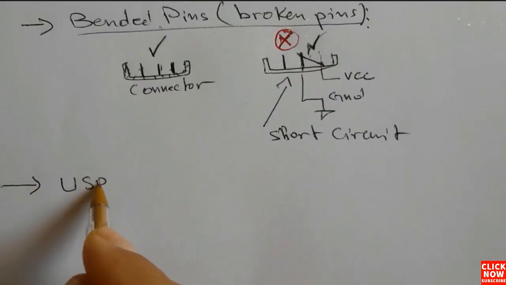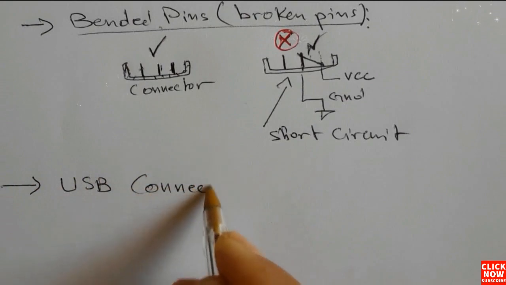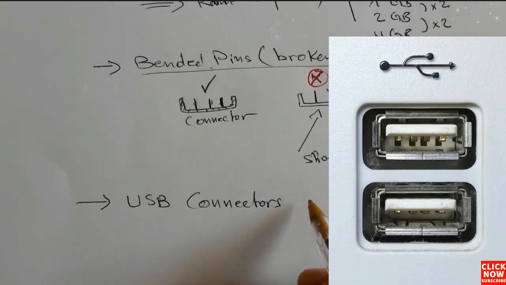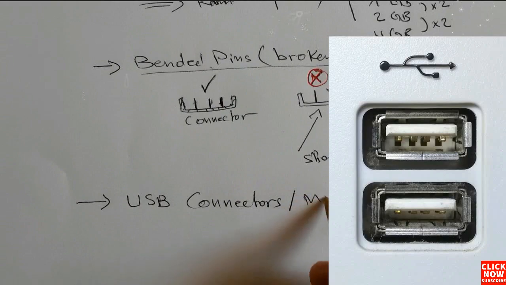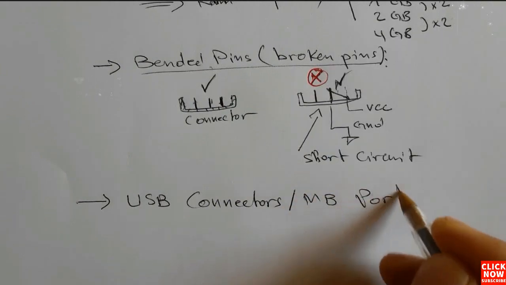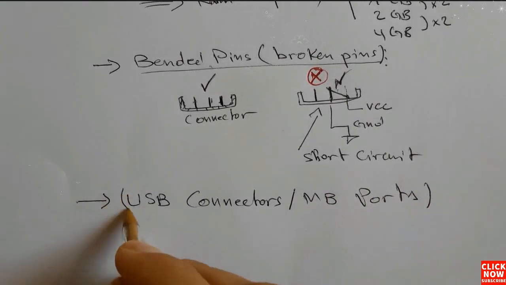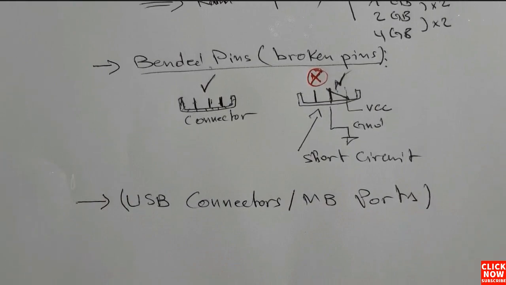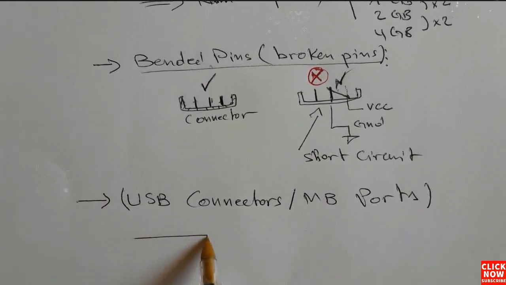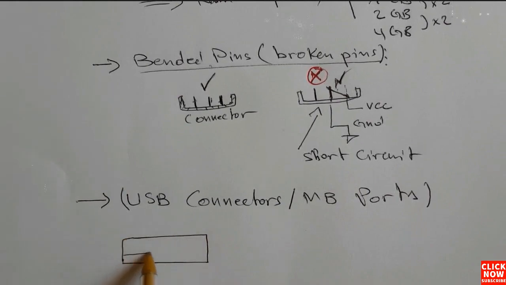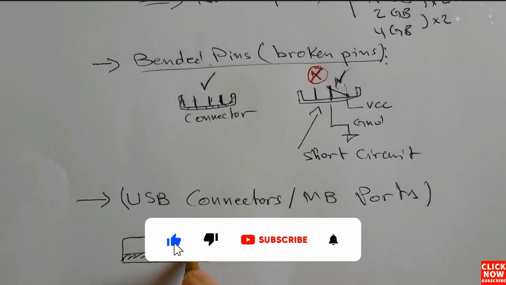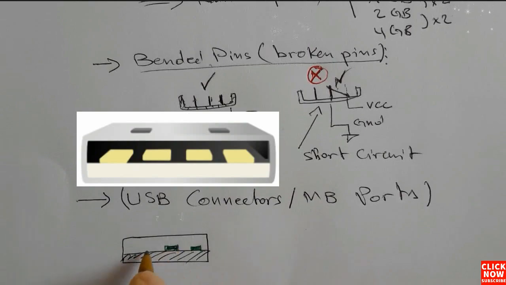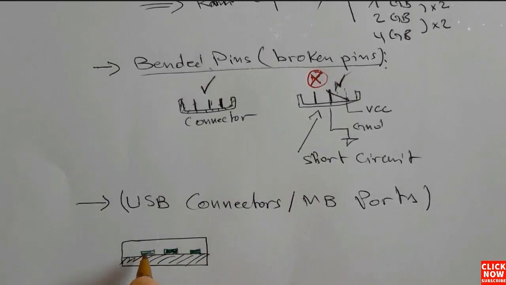Okay, so the next failure is USB connectors. Basically here we have the same working principle as the bended pins. As you know, USB connectors are composed of 4 pins. Basically USB connectors or any motherboard ports, you should apply this rule. So the USB connector contains 4 pins. Let's draw a USB connector right here, as you can see. So let's draw the 4 pins.